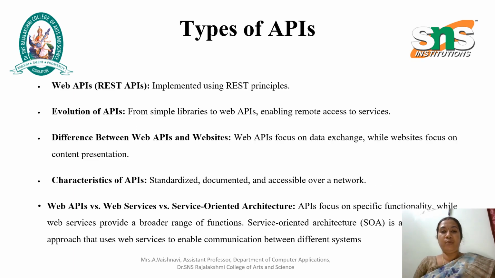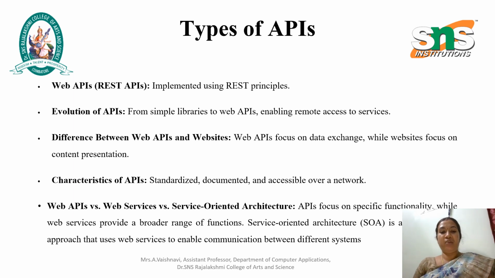Next, we have to see the types of APIs. There are different types of APIs. We have to note web APIs, which are also called REST APIs. They are implemented using REST principles. Evolution of APIs, from simple libraries to web APIs, enabling remote access to services.